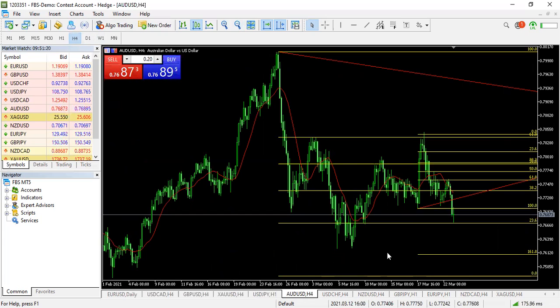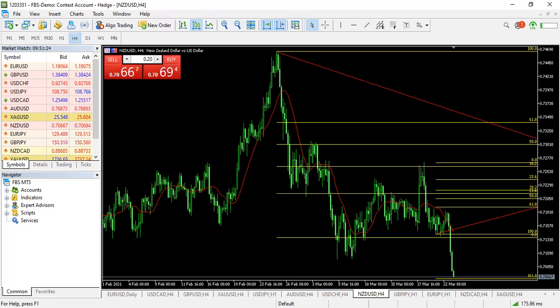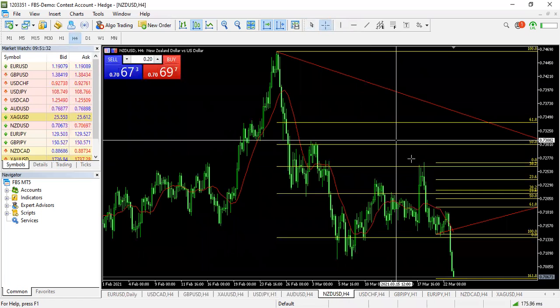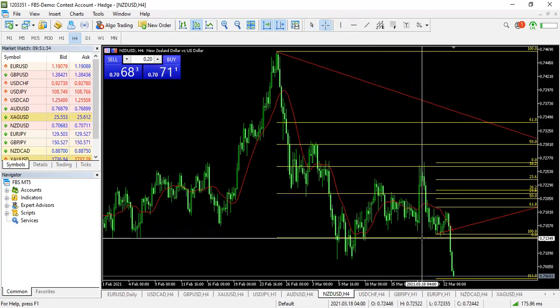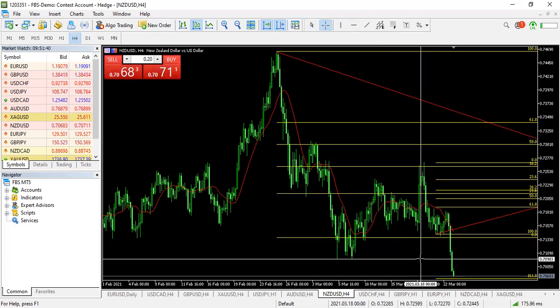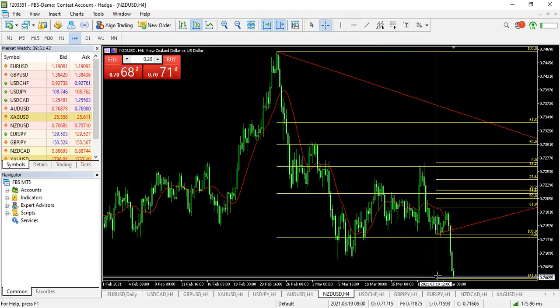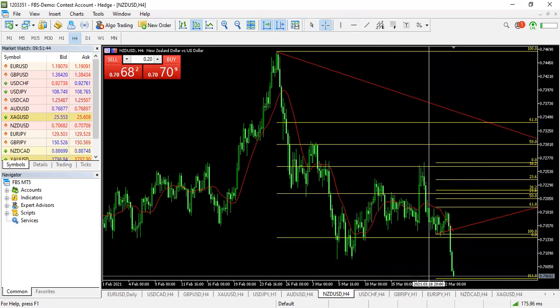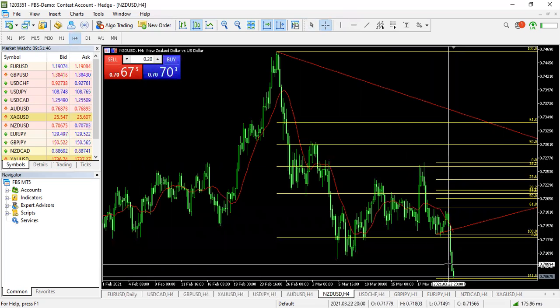However, this week, especially on the New Zealand dollar USD, we had a very good support structure here at 0.17350, and the pair just went ahead and broke all the key areas, and it's now in a bearish state. It is a sharp sell.